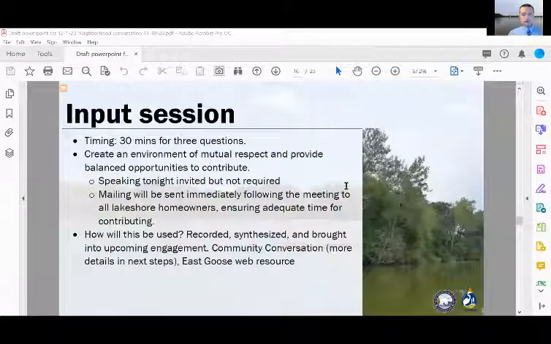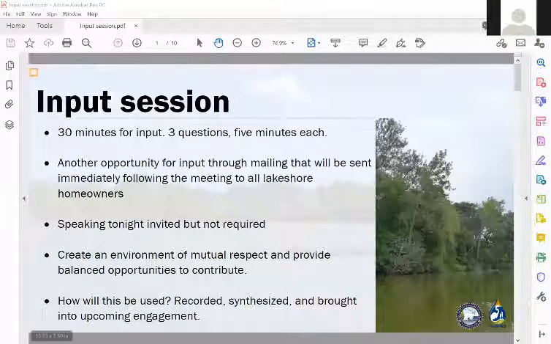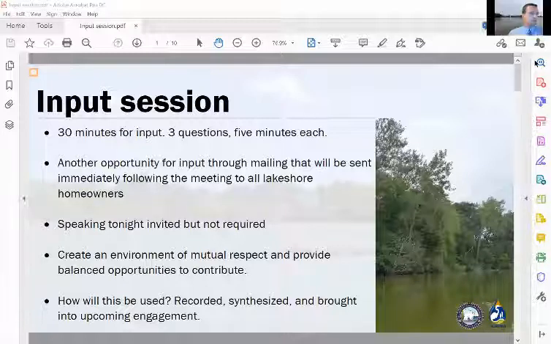Now I'm going to share the screen over to City Manager Heinecker, who's going to talk about the input session. Thank you so much. Do you have it yet, Ellen? I think you're muted, Ellen. Yeah, I'm finding my control there. Okay, can everybody see my slide that says input session? Good, all right, thank you.